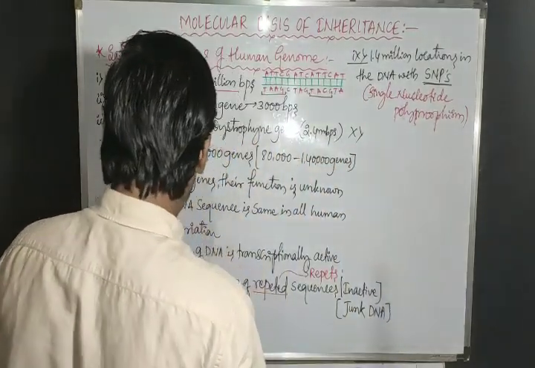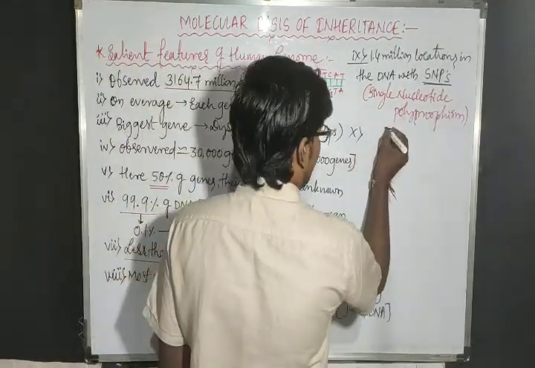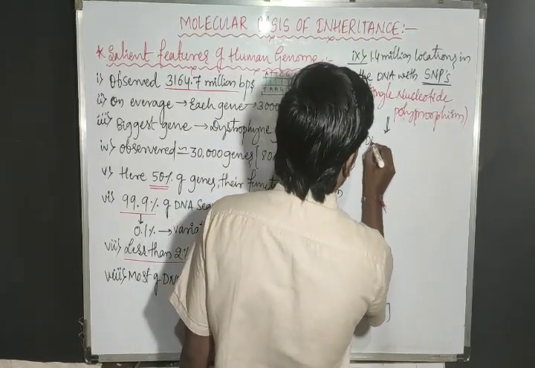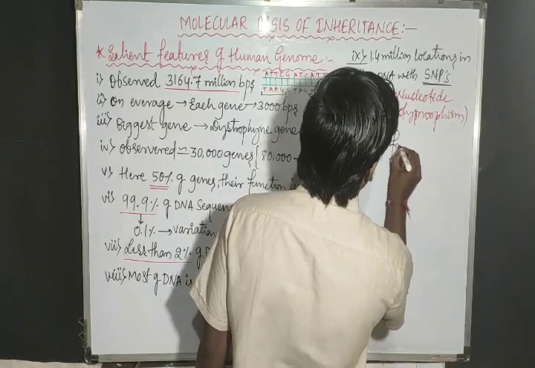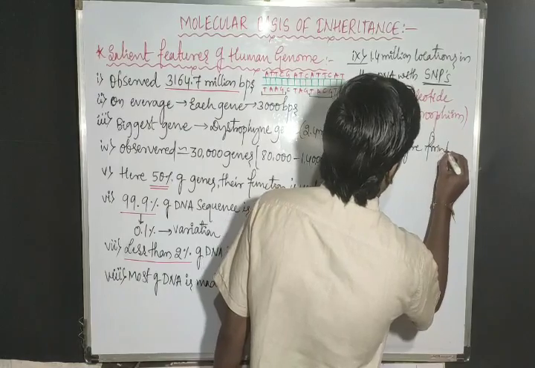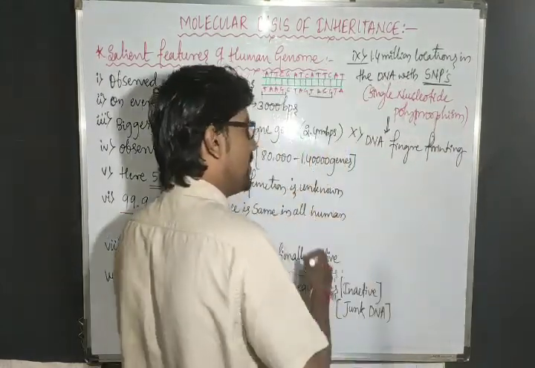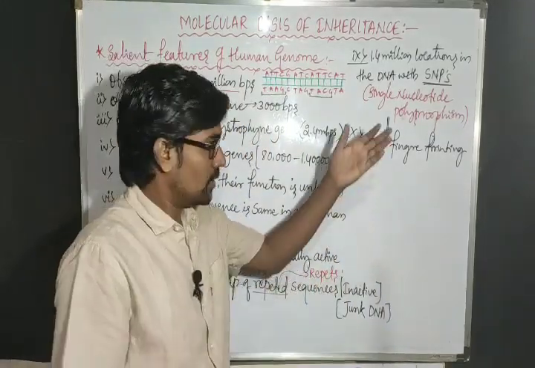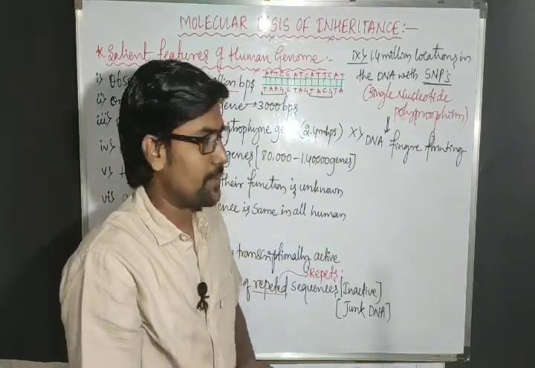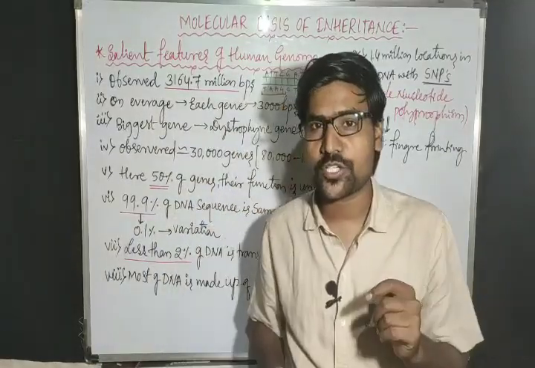Next one. Okay, so the same thing, this idea we can use in DNA fingerprinting. Once we observe that condition in DNA fingerprinting time. So these are the salient features of the Human Genome Project.